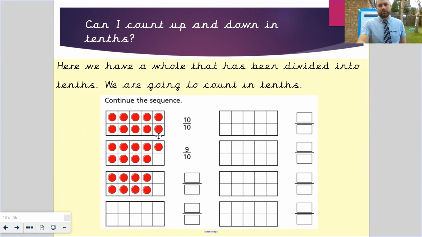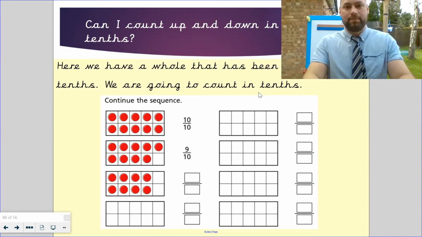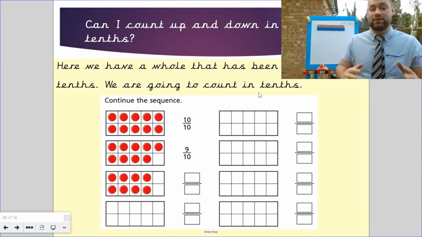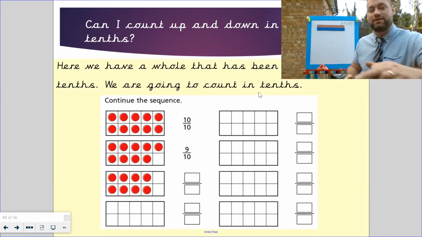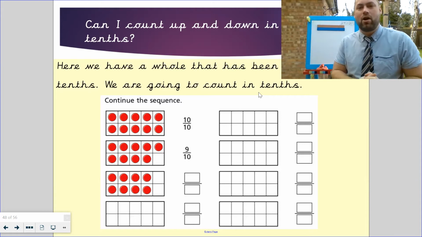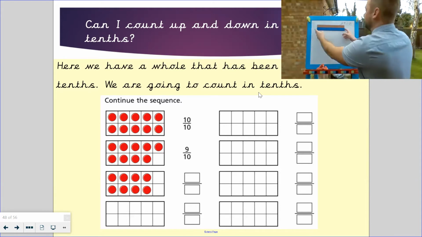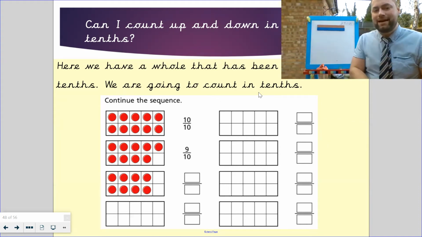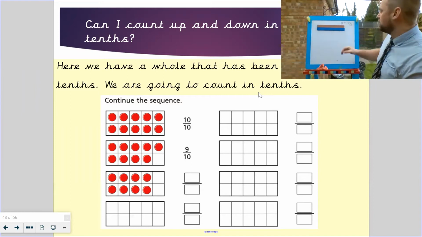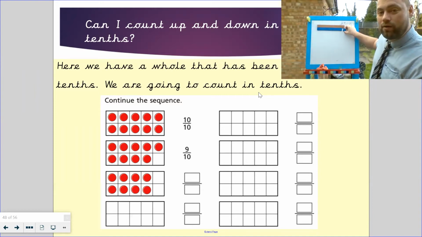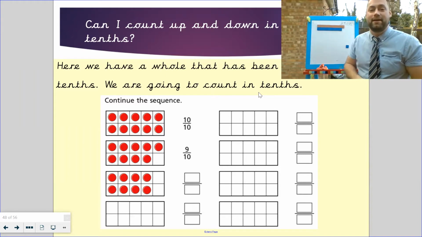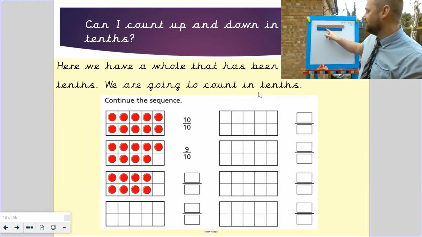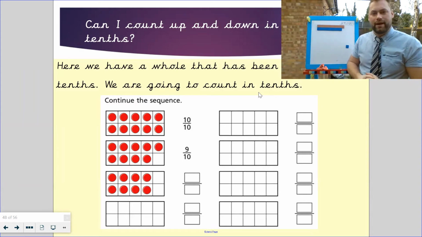Here we've got our sequence on the board, and I'm going to make myself a little bit smaller so you can see the board behind me, because it's going to be important to show you. We're going to have to continue this sequence. As you can see, my top row says 10 over 10. That means we've got one whole. We've got all our tenths in place and they make up our one whole. The next one says 9/10. So we've taken away a tenth from our whole. Let's move that down there. We now have 9/10.